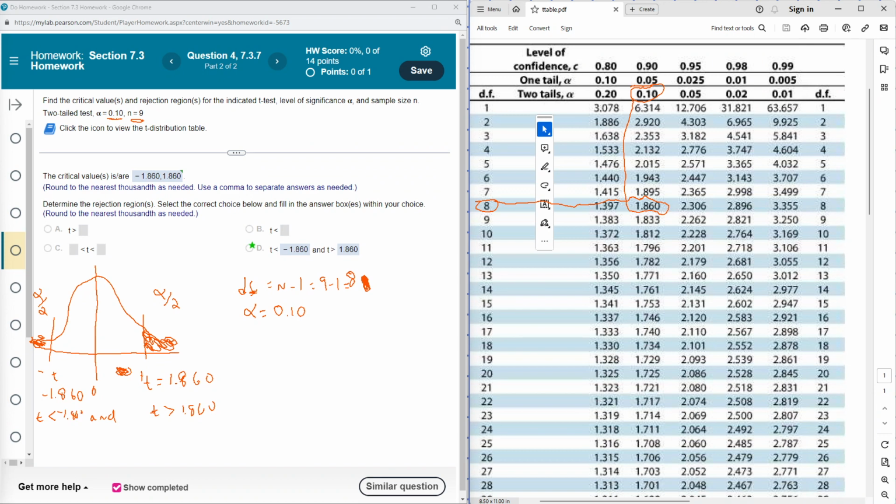So if it falls in here, it's going to be greater than a positive 1.860. And if it falls in here, it's going to be smaller than a negative 1.860. So that's how they define that rejection region, where they reject the null hypothesis.